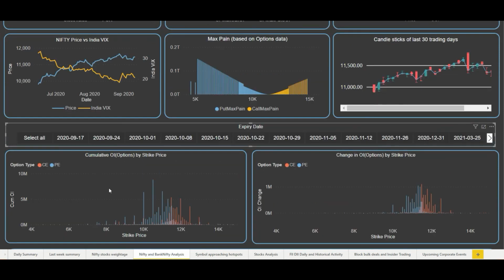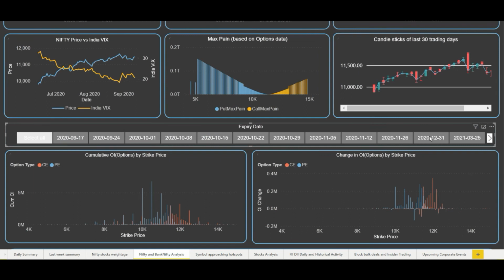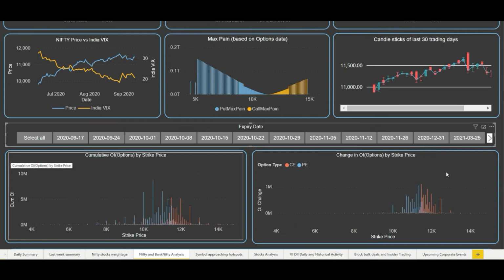Suppose today is 12th of September. So the current weekly expiry would be on the 17th of September, the weekly expiry I'm talking about. I can just select this particular weekly expiry, and I can see what open interest is being developed for this particular expiry, right? So you can see now the data has filtered, and you can see the open interest, the change, and both the cumulative open interest. And obviously if you want to select all, you can again select all the dates. So again the graph will be reflecting the cumulative open interest of all the expiries.